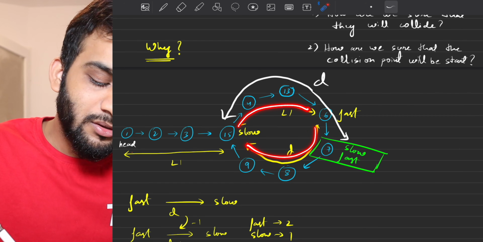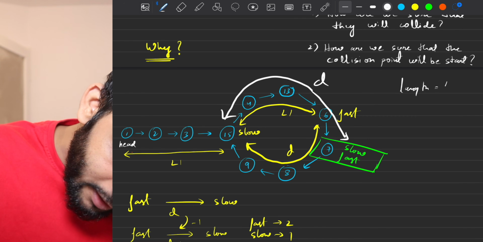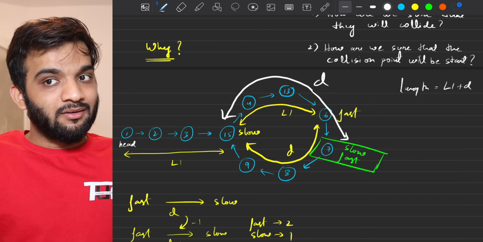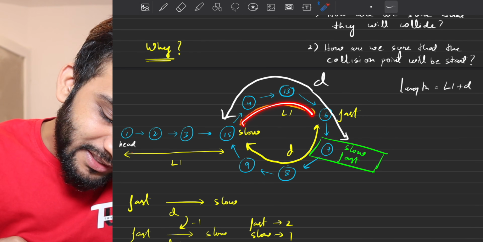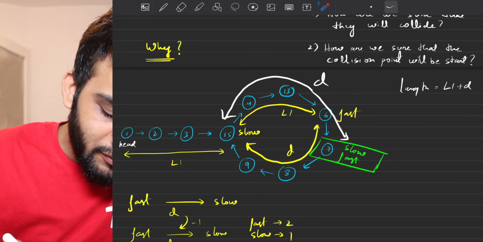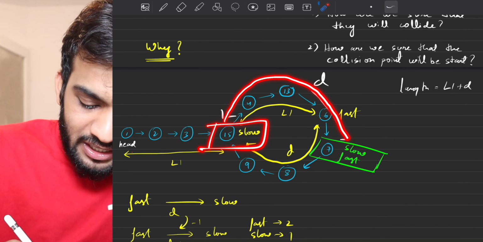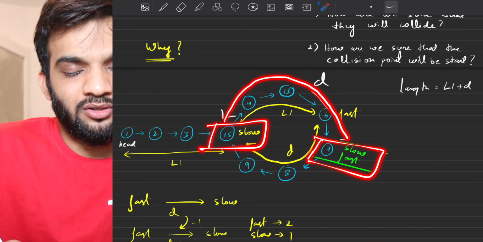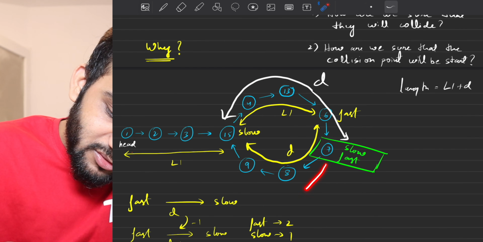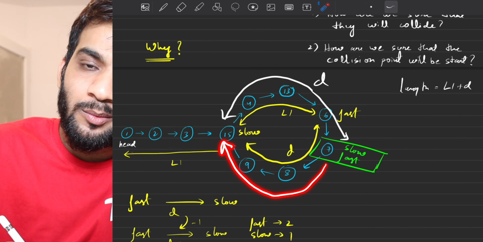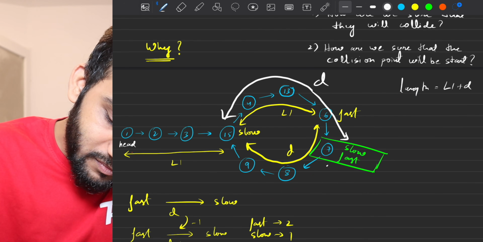L1, D. So can I say the length of the loop is L1 plus D? I can. The length of the loop is L1 plus D. And if this is D now, if the distance between this starting point to the collision point is D, what is this distance? It's simple, yaar, L1. Because the length of the loop is L1 plus D. It's simple, yaar, L1.